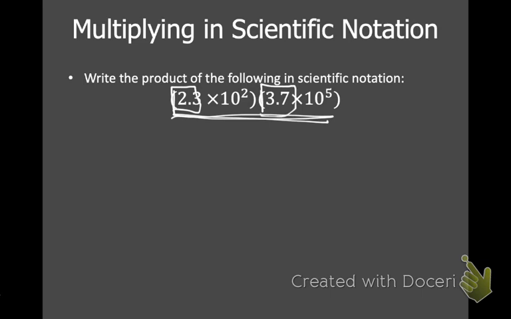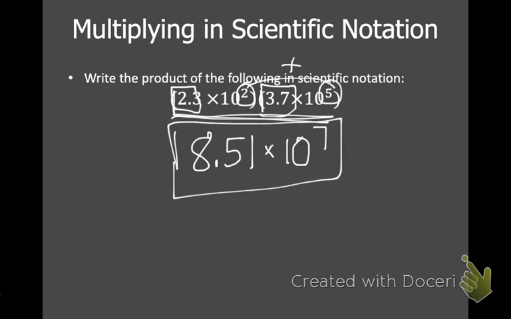So we're going to take 2.3 times 3.7, and we get 8.51. Okay, and then we're going to write times 10 to the exponents, and I'm going to add my exponents. So 2 plus 5 is 7. So my new number is 8.51 times 10 to the 7th. Now, this works like this because, and I can stop here because this number is between 1 and 10. If it wasn't, I'd have to change it, and I will get to that.